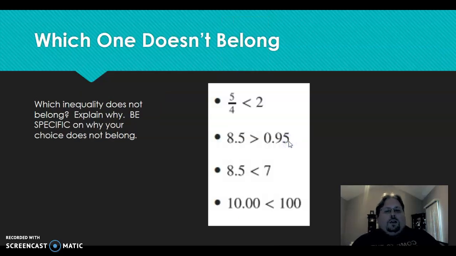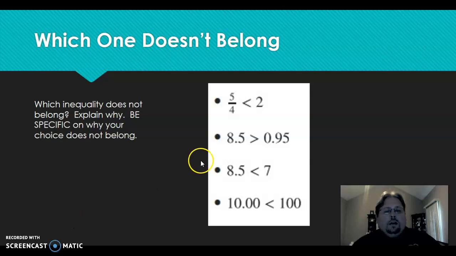You also had which one doesn't belong. As you remember from our class, when we do these which one doesn't belong, you could make an argument for just about any of these on why it doesn't belong. For this first one, you could make an argument that it does not belong because it says 5/4 is less than 2, and it's the only one that has a fraction.